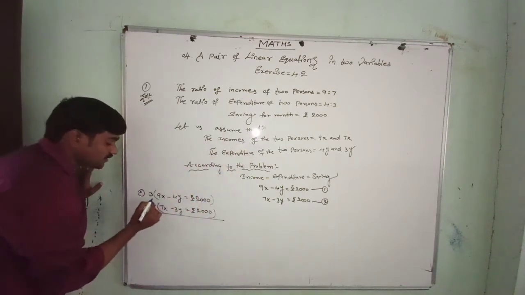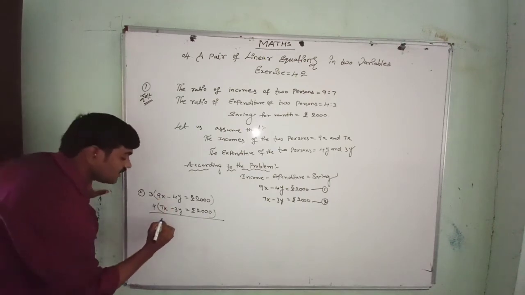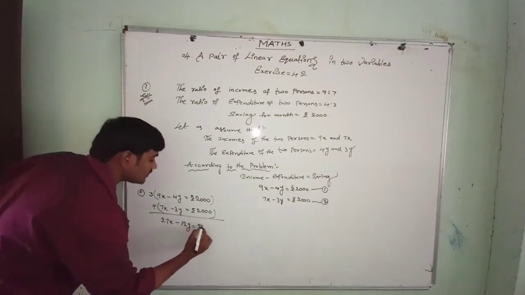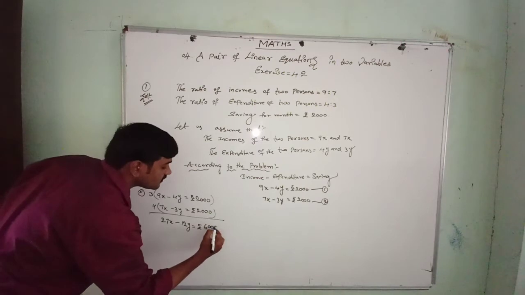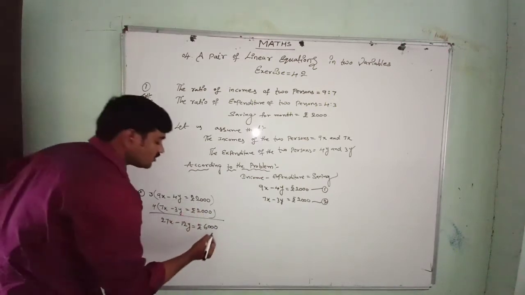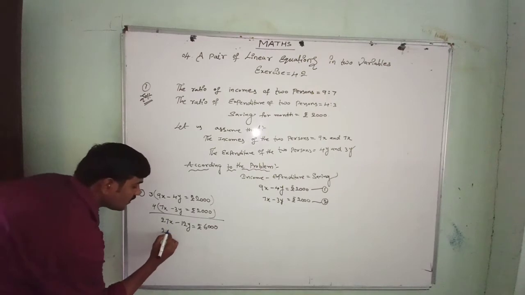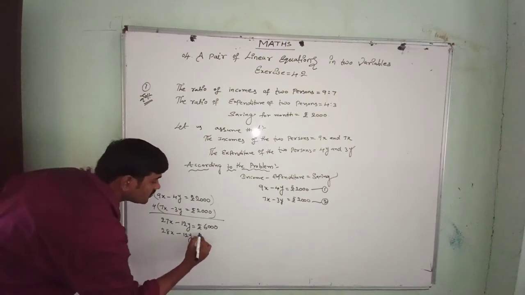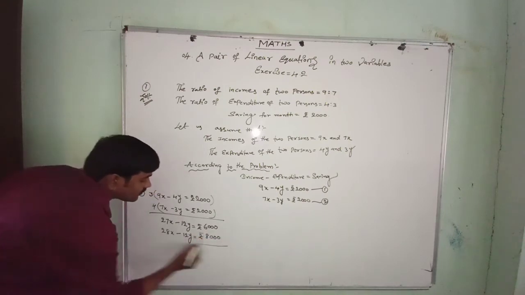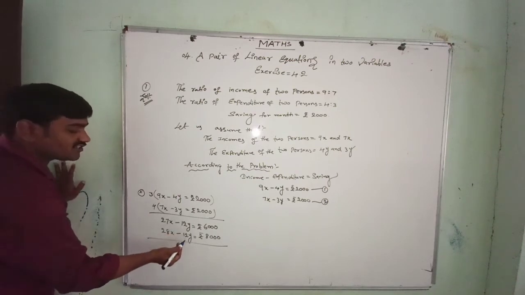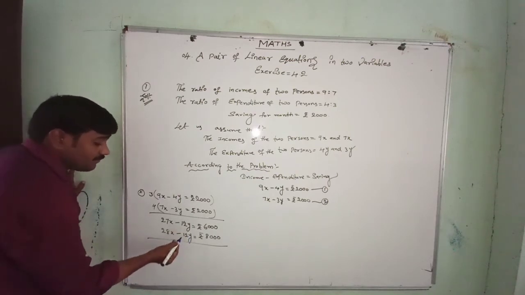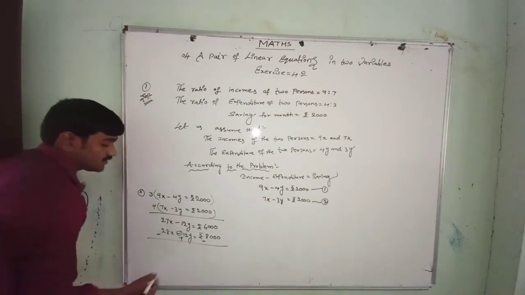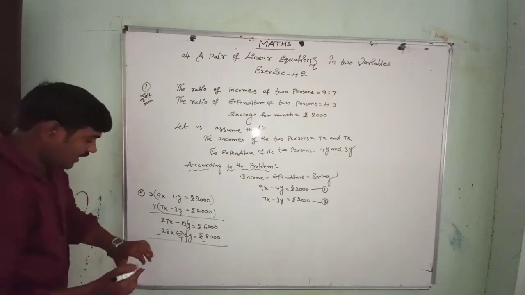Now let us make the y coefficient equal. 3 9s are 27x minus 3 4s are 12y equals rupees 3 2s are 6, that means 6000. 3 into 2000 is 6000. 4 7s are 28x minus 4 3s are 12y equals rupees 4 2s are 8000. Now see here minus 12y, minus 12y. The y coefficients are equal, but we cannot cancel them. So we will multiply the second equation with minus.